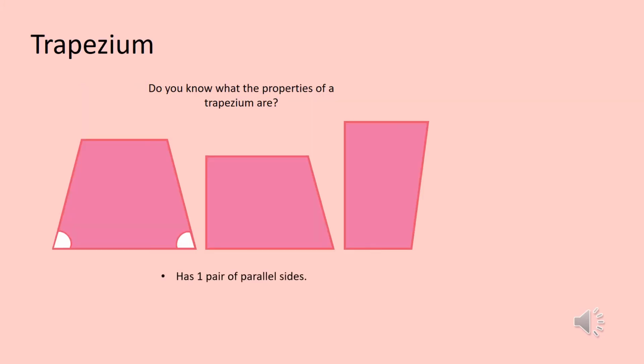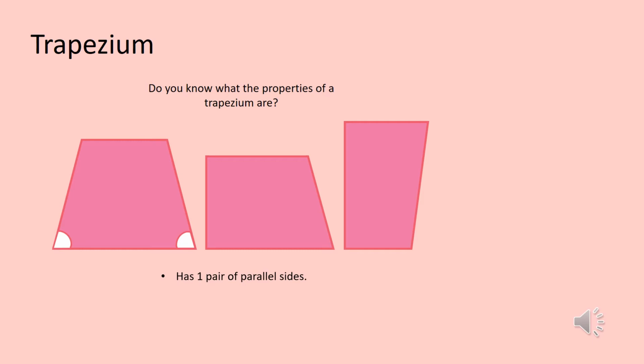Last but not least, we have a trapezium. Now, if you have a look at the property of a trapezium, you can't see much, can you? The main property is that it has one pair of parallel lines. So if you can see, a trapezium can take different shapes. You've got three examples here.